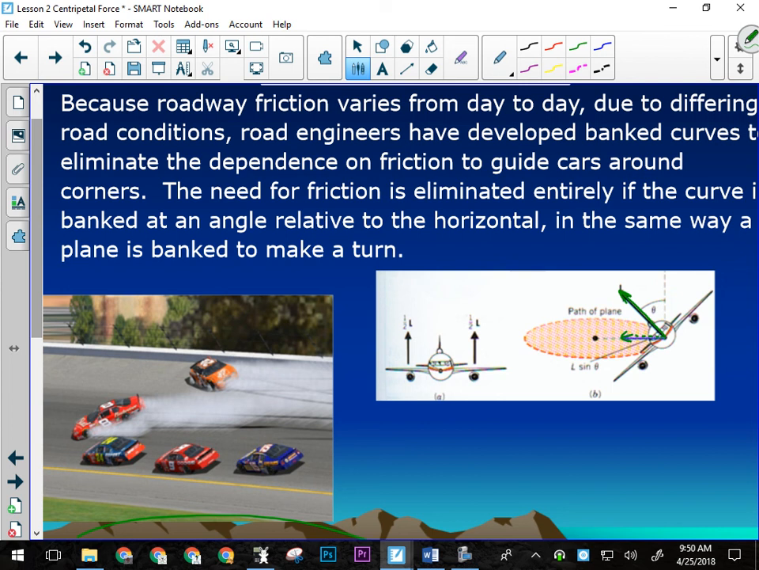Now, there's one problem with banking a plane. And that is that when you bank the plane, when it's flying level, the lift produced by the wings offsets the force of gravity. But as soon as you bank the plane, gravity will be greater than the lift, and the plane will start to what?